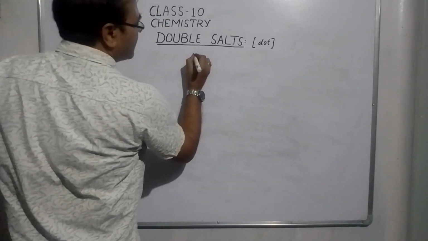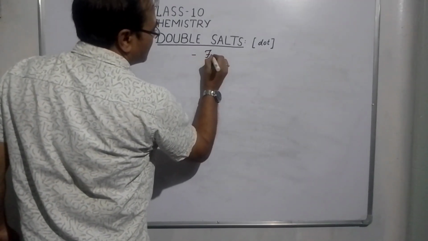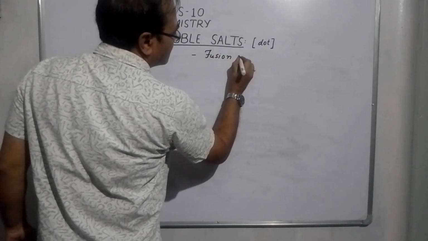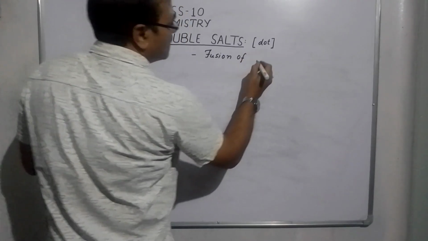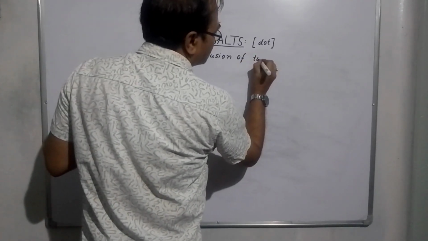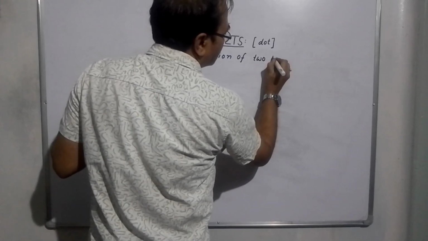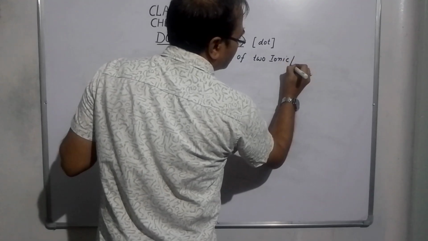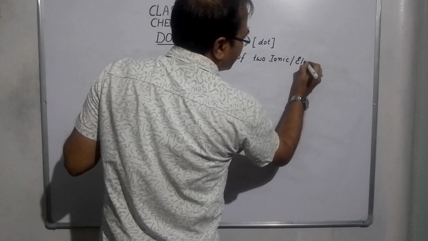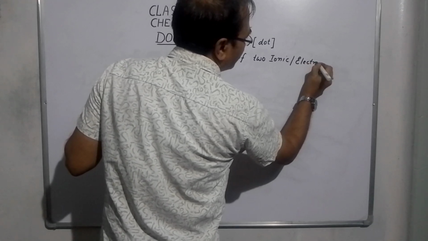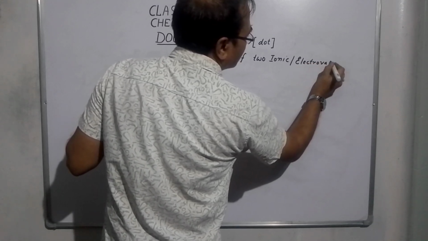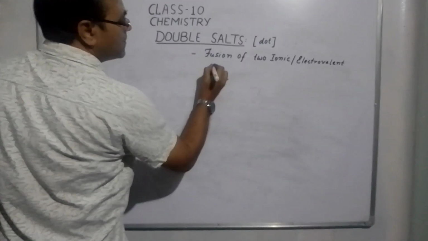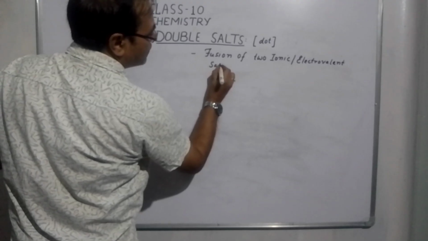So actually, double salts are nothing but the fusion of two ionic salts. Ionic, or sometimes they also call them electrovalent salts. Now let's try to understand this one.